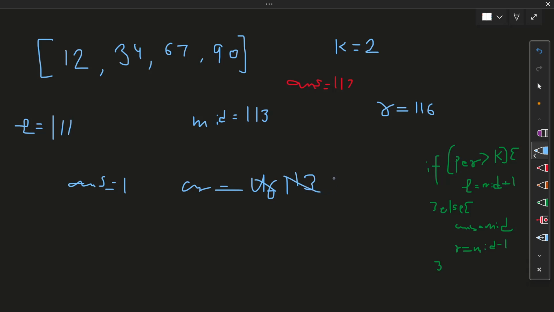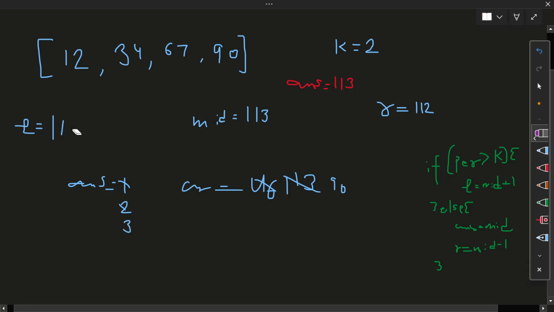Next, 90. For 90, we need one more person. So to read 113 pages, we require 2 persons. So this is our correct answer, or the answer is lower than this value. So mid minus 1, we go to the range 111 to 112. Then for this range, I think we got three students, but 3 is not the correct answer.